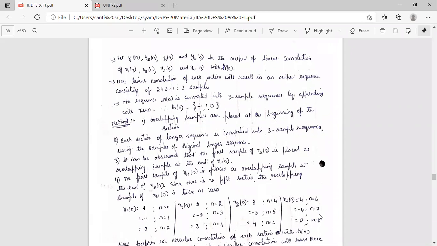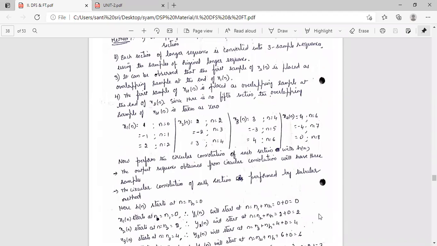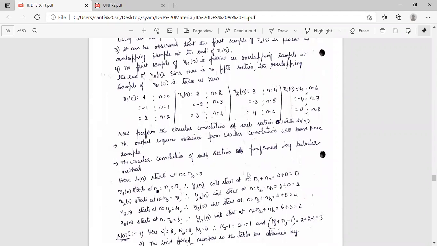Now we will perform the linear convolution. Suppose x1 of n, these are the elements. It starts at n equal to 0. h of n will start at n equal to 0. So 0 plus 0. y1 of n will start at n equal to n1 plus nh, that is 0 plus 0. It is equal to 0.